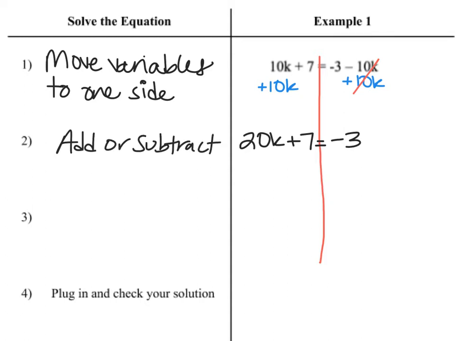And we are going to subtract because we have a plus 7, so to get rid of it, do the opposite and subtract 7. Okay, next line down, 20k equals negative 10. Last step, multiply or divide.